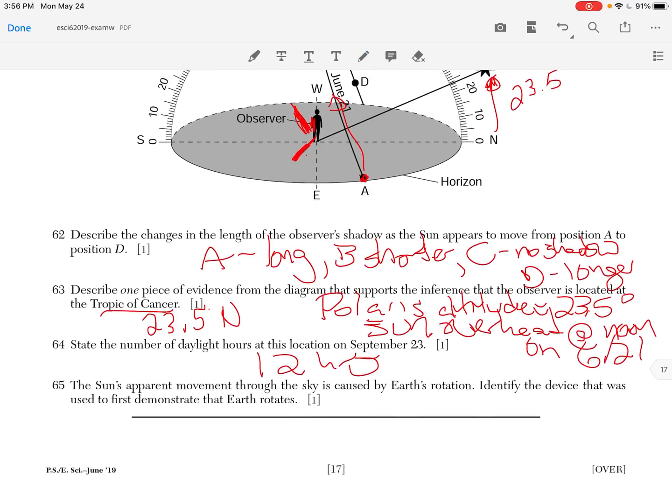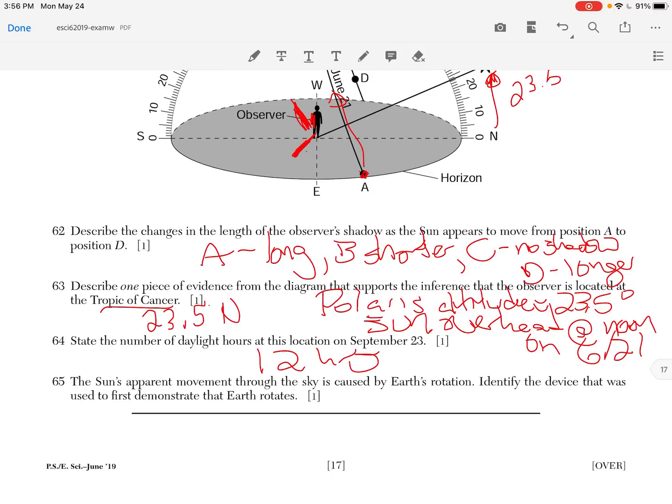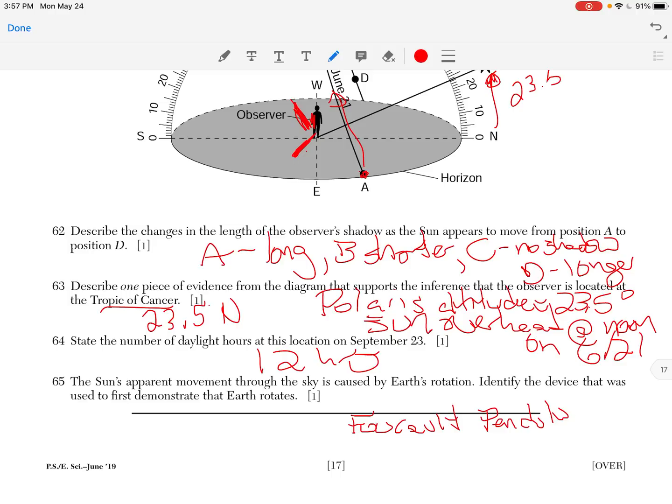Okay, number 65. The sun's apparent movement through the sky is caused by the Earth rotating. We know that, but we want to identify the device that was first used to demonstrate the fact that the Earth rotates. The answer to this question is kind of one of those memorization things. I taught you in the classroom that the device that they used to first determine this is called the Foucault pendulum. And so you're just going to have to recall that. That will pop up in more than one way. Sometimes it's a short answer question like this one. Foucault pendulum was a device used to measure the Earth's rotation.